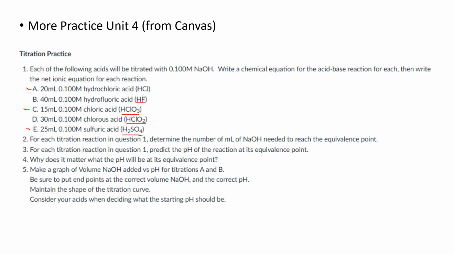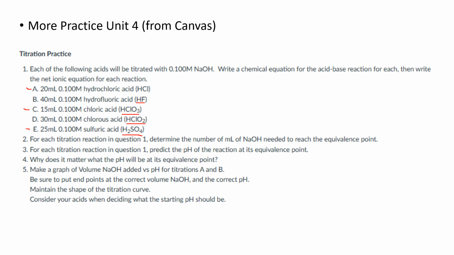Number 4, why does it matter what the pH will be at the equivalence point? Well, when we're doing an acid-base reaction, we use an indicator, and that indicator has an end point at which it changes color. You want to make sure you use an indicator that will change color in the pH range of your equivalence point. So we need to know what the equivalence point pH will be to pick the correct indicator.